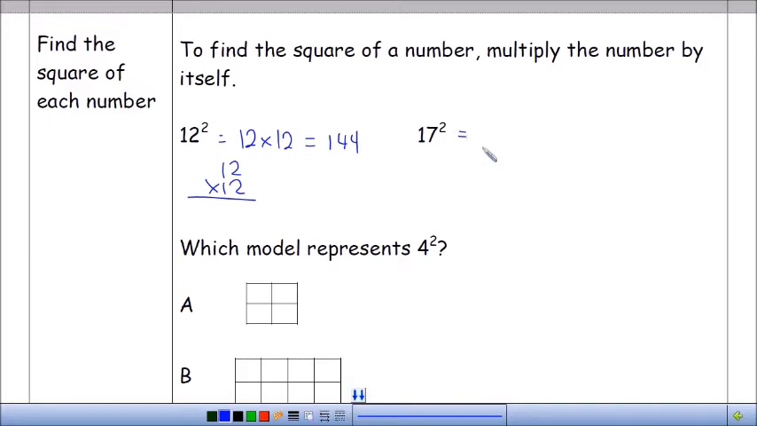Okay, now on this one, 17 squared, if you don't know that one by memory, you're going to have to work that out. But go ahead and write down 17 times 17 and then work it out. Work it over here on the side, 17 times 17, and whatever you get, make sure you put right there in your answer.